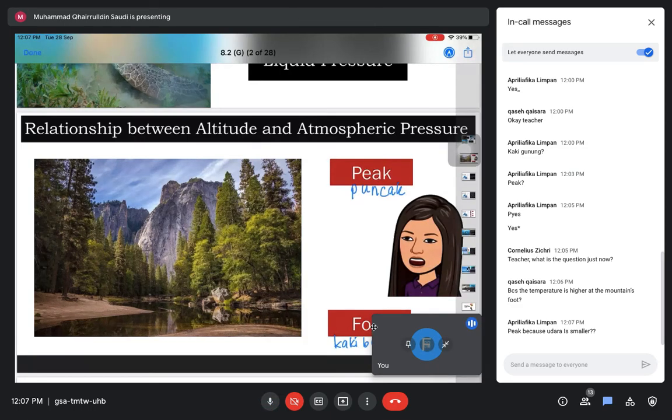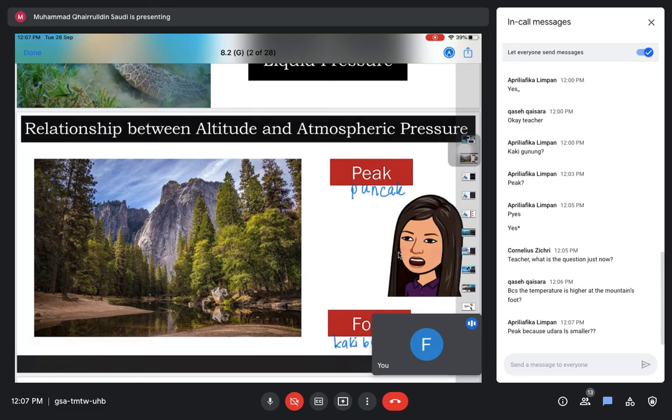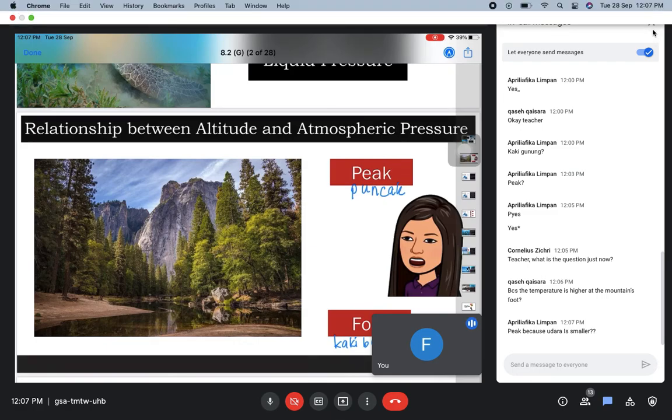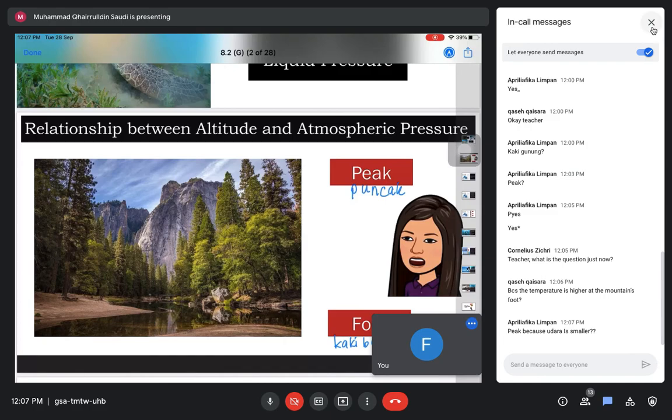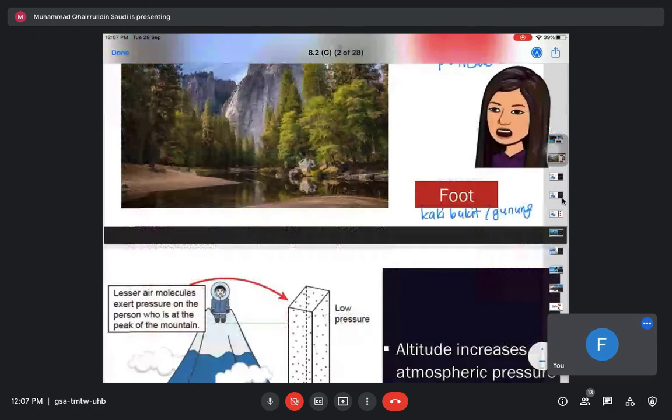Peak because udara is smaller. Okay. This is what we are going to see today. The atmospheric pressure at the foot is higher than the atmospheric pressure at the peak. Okay, this is the answer lah. The atmospheric pressure at the foot is higher than the atmospheric pressure at the peak. Okay, this is what we are going to see.